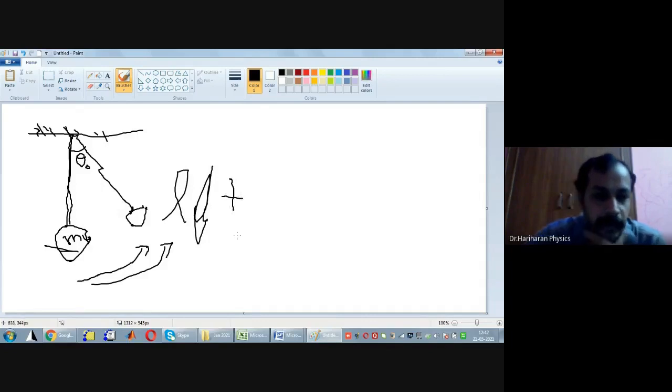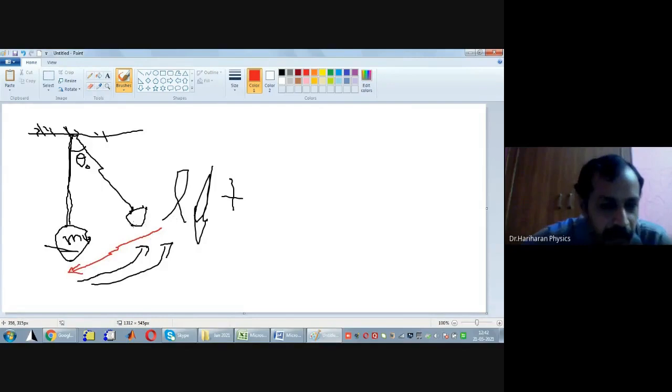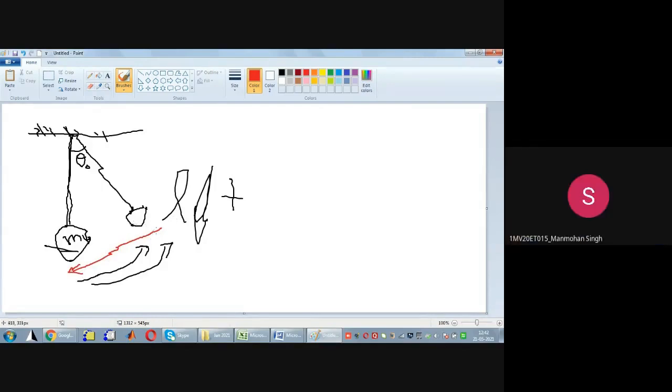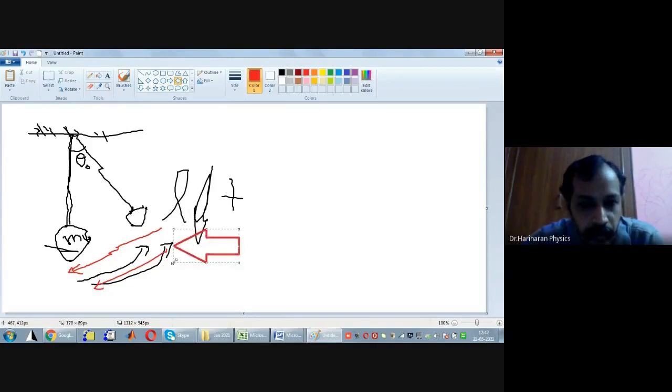Now what will happen to this object? Will it move or will it remain in the same place? Will it move towards the right? It moves towards the right, correct? Yes or no? Yes, sir. It moves towards the right. Am I right? What direction will it move? It will move towards the right.